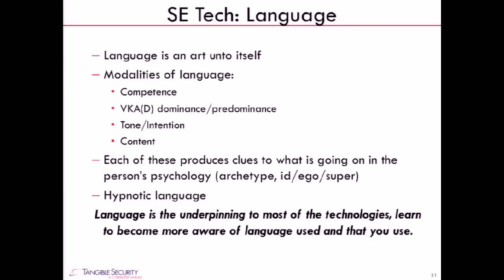Good social engineers learn to say what they need to say without saying it. The content is abstract. The reason why language is so important is it not only tells us who we're dealing with, but gives us the pattern to change what we want.